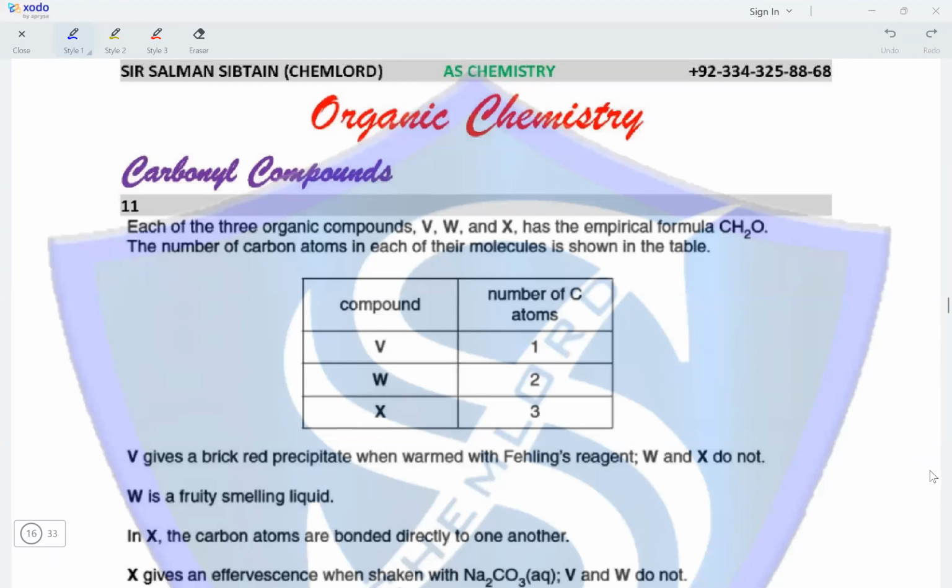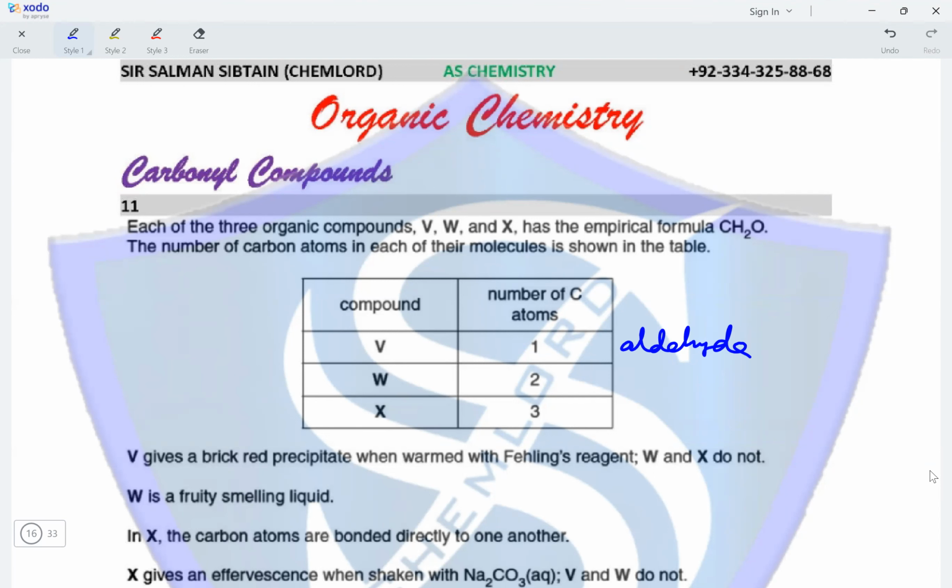Question 11. Each of the three organic compounds V, W, and X has the empirical formula CH2O. The number of carbon atoms in each of their molecules is shown in the table. Okay, 1, 2, and 3. V gives a brick red precipitate when warmed with Fehling's reagent. W and X do not. So V is an aldehyde and W and X are not aldehydes.